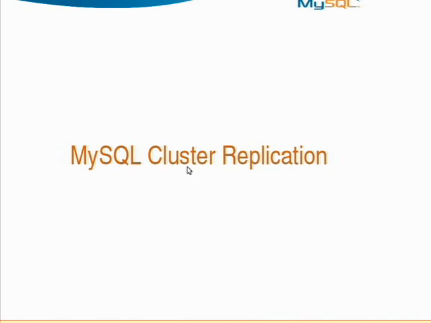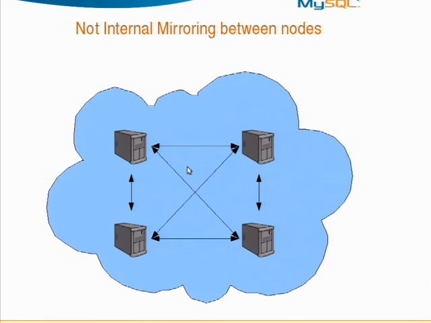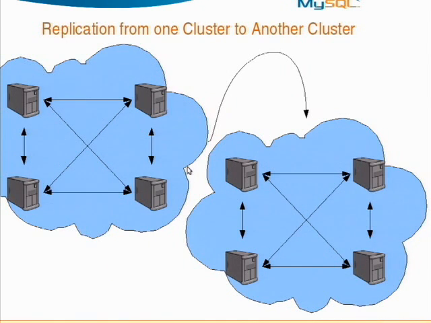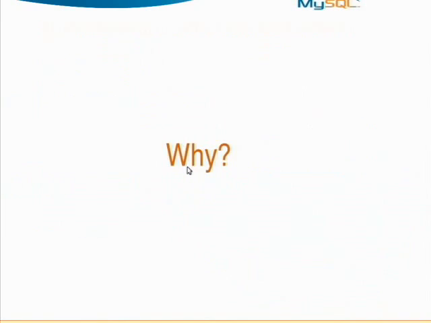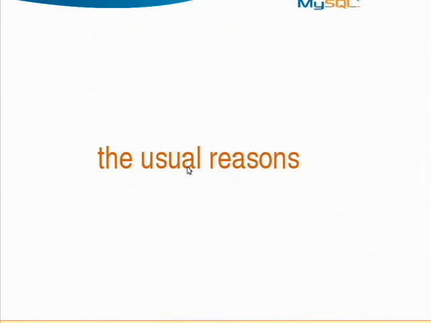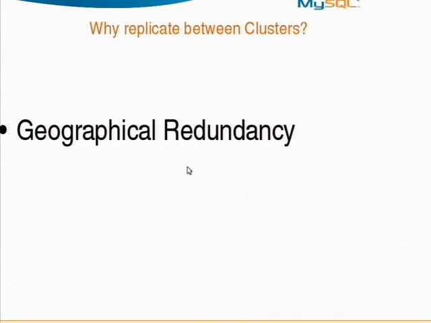But we also support this cool thing called MySQL Cluster Replication. We're not talking about the internal mirroring of data between nodes here, so not the nodes in a node group, number of replicas thing. We're talking about taking data in one cluster and replicating it to another cluster over a normal MySQL replication channel. So why would you want to do this? It's actually the usual reasons that you would use normal MySQL replication. You want geographical redundancy in case the data center goes away, for example, and you get blue lights in your eyes. That's a feature.